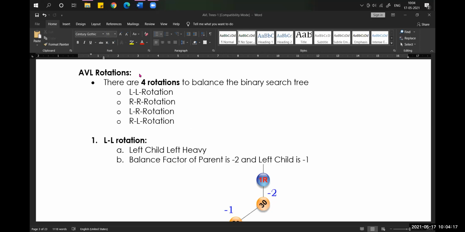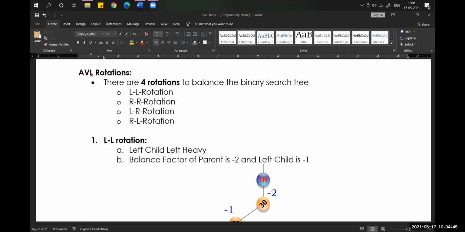Whenever the tree is imbalanced, we have to do rotations. What are the rotations? How many types of rotations are there? That we are going to discuss in today's session. There are basically four types of rotations. Why should we use these rotations? To balance the tree, to balance the binary search tree.